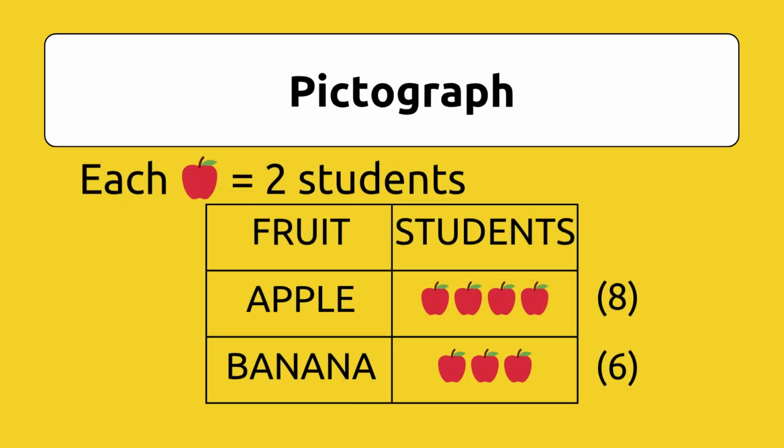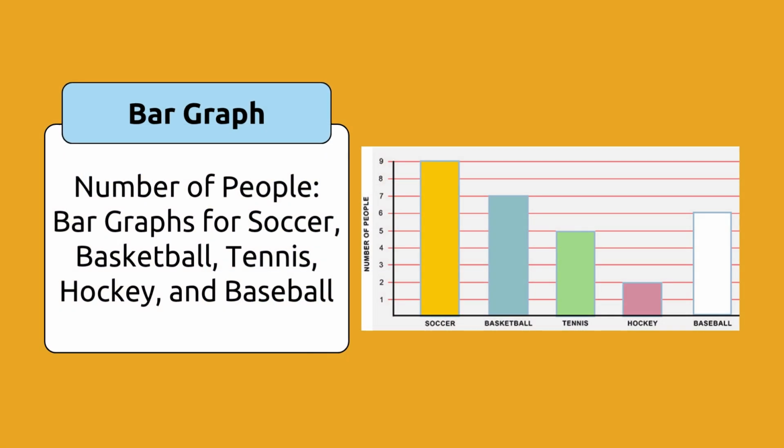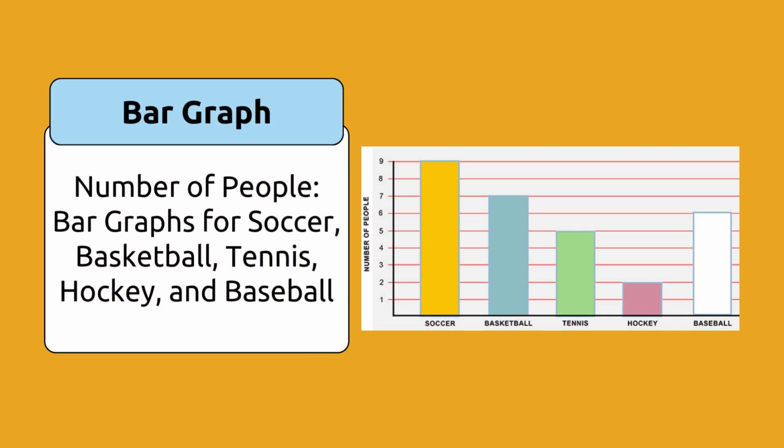A pictograph uses pictures to show data. The key tells you what each symbol stands for. To read a pictograph, look at the key first. If each picture means 2 students, then 4 apples mean 8 students like apples. A bar graph uses bars to compare things. The longer or taller the bar, the bigger the value.